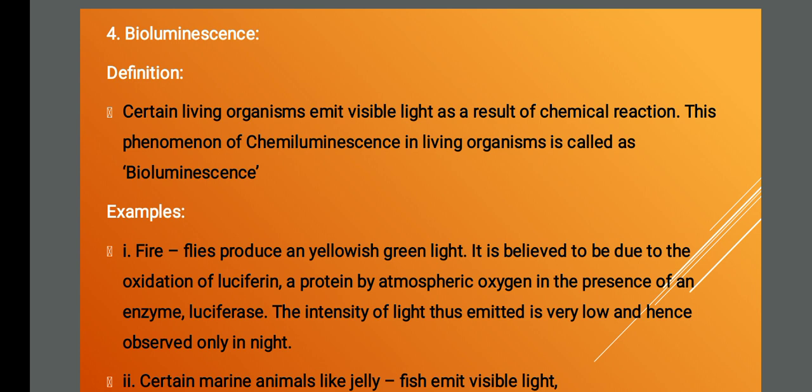I'll explain. How to define it? Certain living organisms emit visible light as a result of chemical reaction, and this phenomenon of chemiluminescence in living organisms we call bioluminescence. I'll repeat. Bioluminescence is chemiluminescence in living organisms, that is, visible light being emitted because of the occurrence of a chemical reaction taking place in a living organism. We call it bioluminescence.